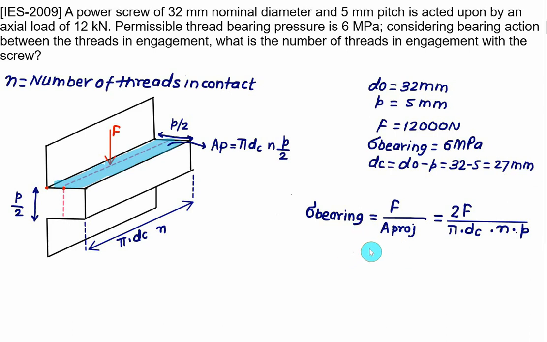And we know the value of bearing pressure, that equal to 6 megapascal. So we have 6 megapascal is equal to 2 times of F, F is equal to 12,000, divided by pi. We have core diameter equal to 27 into number of threads n. We have to find out the value of pitch P is equal to 5 mm. Solve this, you will get the number of threads. You have to use the integer value, that will be equal to 9.43, or we can say approximately 10 threads are engaged.